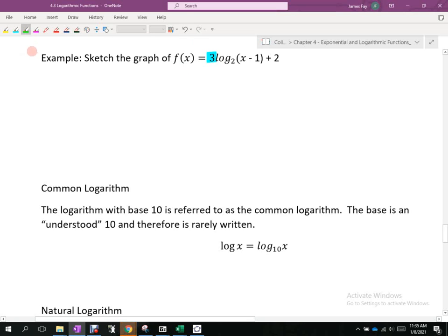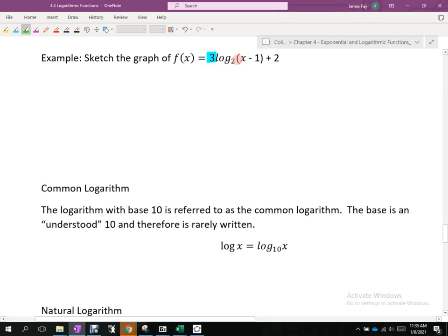It stretches it or compresses it. In this case, because it's a 3, it's going to stretch it. Which direction? Vertical. So that's going to stretch your y values. Okay, and the stretch is because the y values are going to get multiplied by 3.